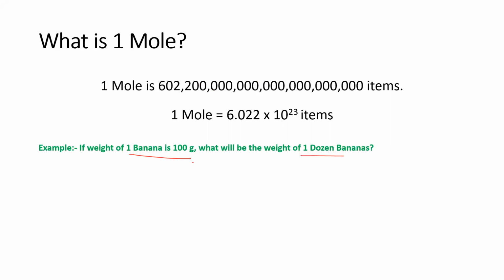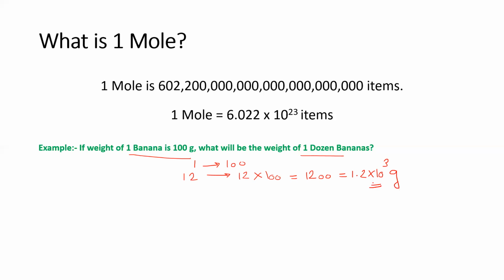Okay. So one banana is 100 grams. So 1 dozen is basically 12 bananas. 12 bananas will be 12 into 100 equal to 1200 or 1.2 into 10 to the power 3 grams.